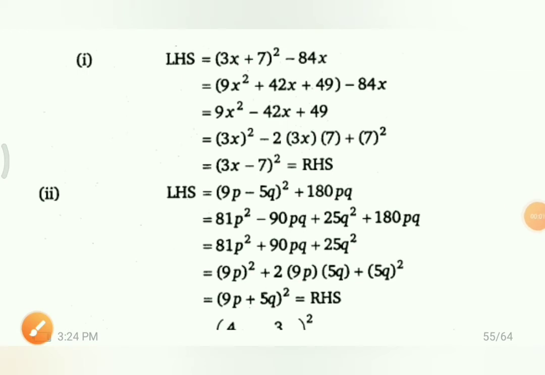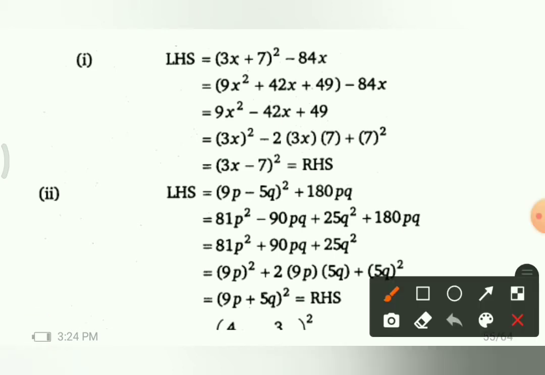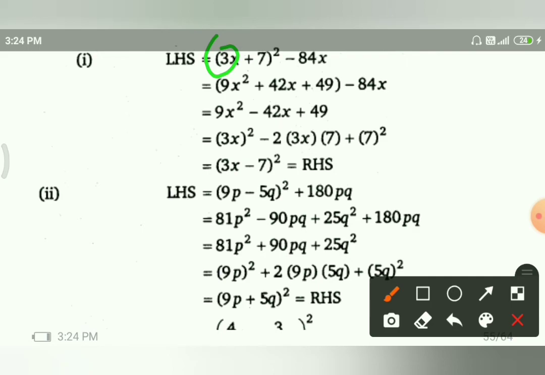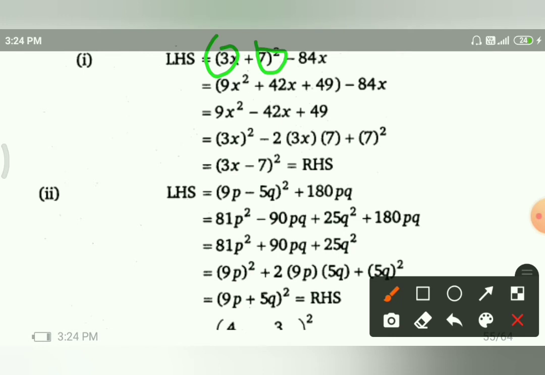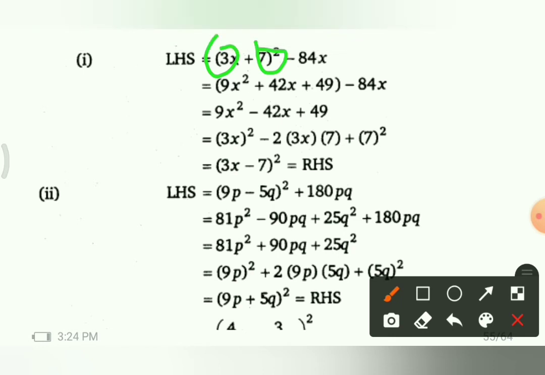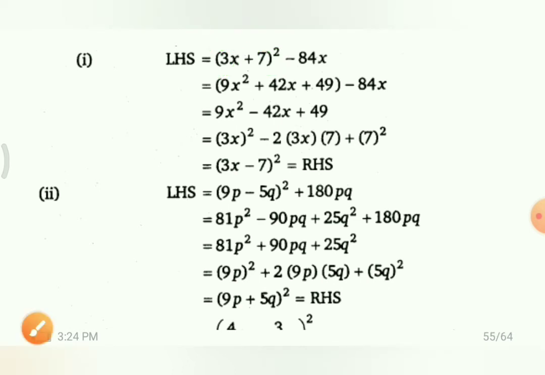Now we can solve the left hand side of the equation by opening the brackets. We'll use the identity number 1. It is a plus b the whole square. So what is a over here? A is 3x. And what is b? B is 7. So using the formula, a square plus 2ab plus b square. So 2ab is 2 into 3, 6, 6 into 7 is 42x. So this way we will solve, and here there is minus 84x as well.